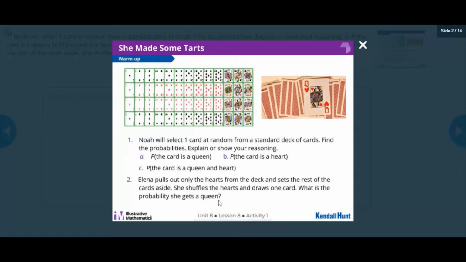So pause the video now, take out a piece of paper, compute these probabilities, and then when you're done, you can unpause the video and check your answers with what I have. Feel free to enter your answers as well into the Nearpod slide when you're finished before moving on.